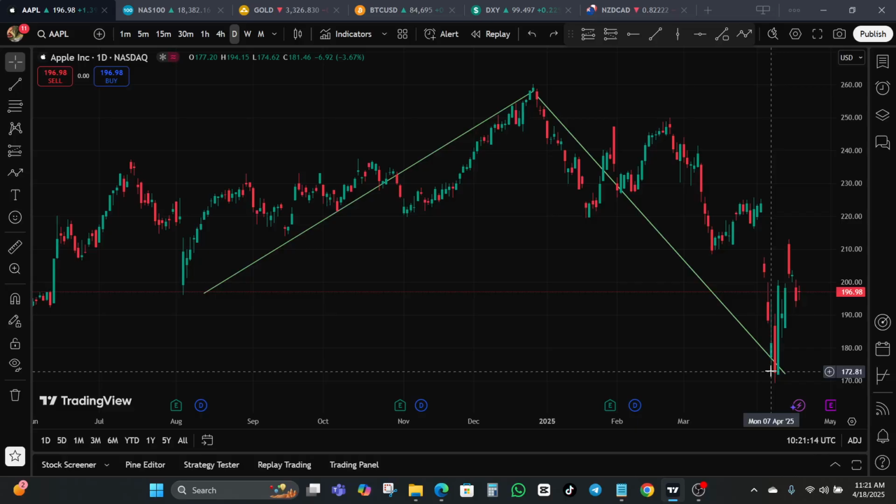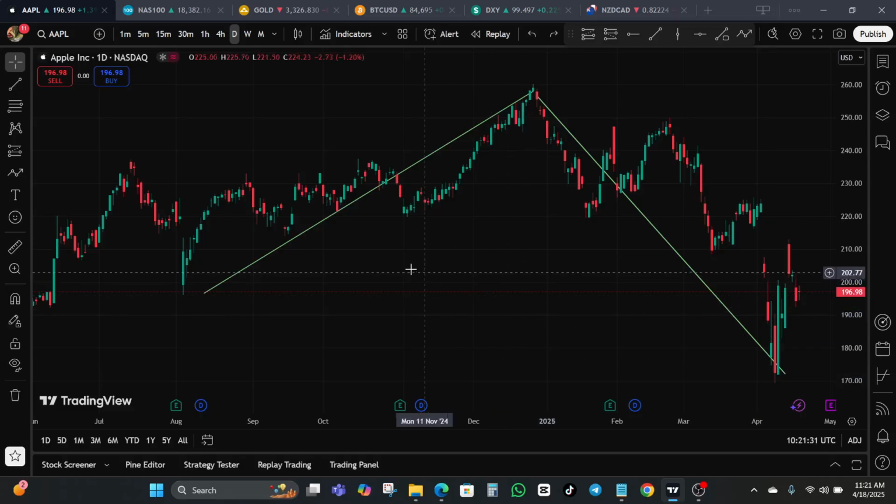But these reversals don't come out of nowhere. Okay? They show up through signs if you know what to look for. The first step in a solid stock reversal strategy is spotting trend exhaustion. Okay? In an uptrend, lower highs or a break of a key support level can signal weakness.